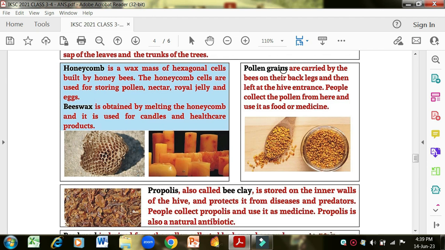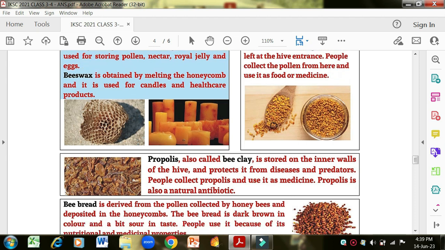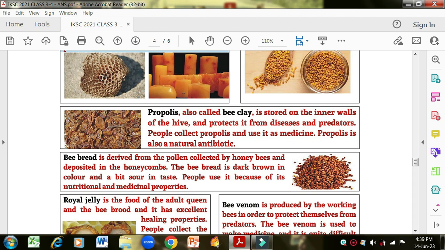Then pollen grains. Pollen grains are carried by the bees on their back legs and then left at the hive entrance. People collect the pollen from here and use it as food or medicine. This is the form of the dried pollen grains. Then propolis, also called bee clay, is stored on the inner walls of the hive and protects it from diseases and predators. People collect propolis and use it as medicine. Propolis is also a natural antibiotic. You can see the picture of it.